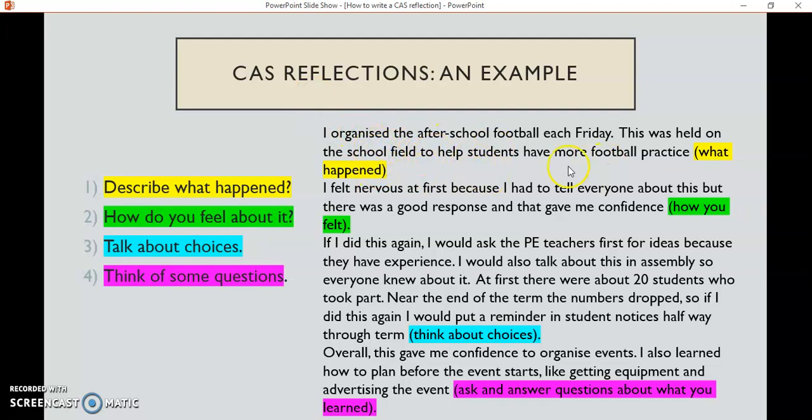Starts with a brief description, after school football. Second paragraph talks about how it felt, it's good, gave me some confidence. Third paragraph is a bit longer. It's going to talk about the choices that were made and why they were made. So that's useful. You can pause here if you want to read this in detail. And fourthly, overall, thinking about some questions for maybe future events. Okay, so there's a sample reflection there for you.